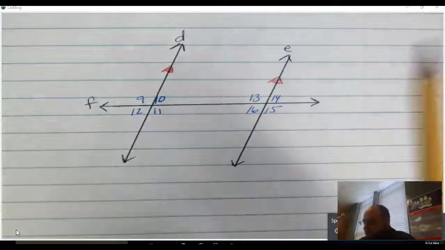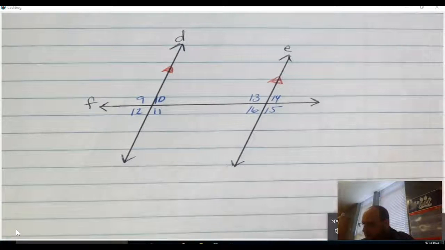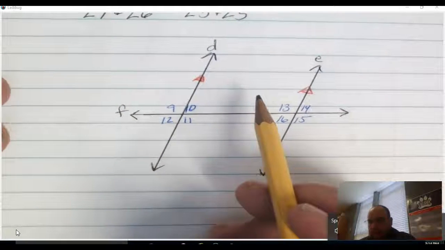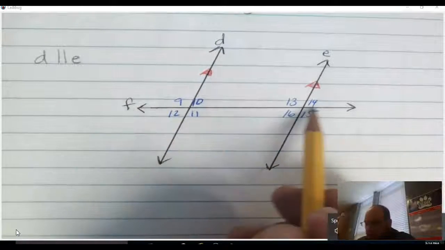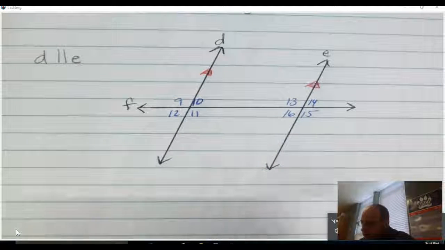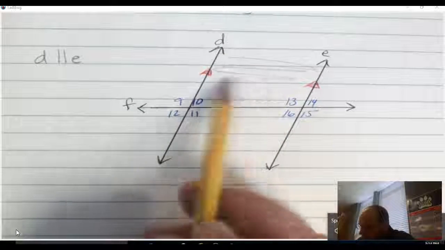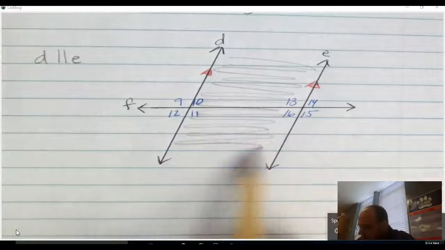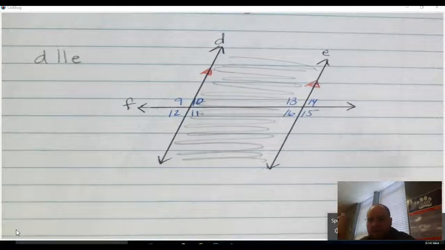All right, so in this example, we're going to look again for alternate interior angles that are pairs. So the first thing again I want to do is identify the parallel lines. In this example right here, my parallel lines would be D is parallel to E, which would make F my transversal line. So what I want to do is first identify the interior angles. To do that, I'm going to look between the two parallel lines. Everything in between here is the interior. So that means 10, 11, 13, and 16 are my interior angles.